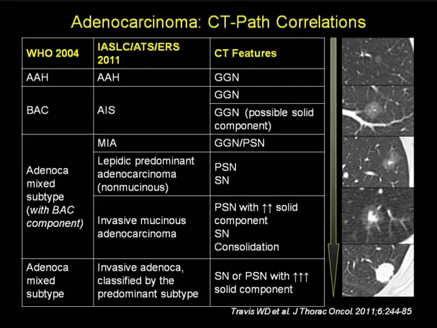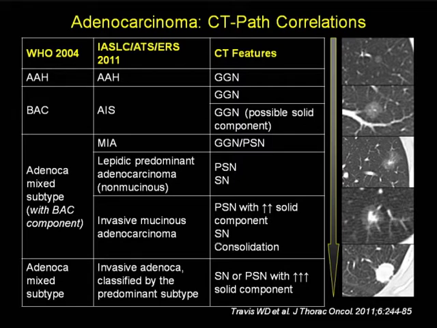The adenocarcinoma mixed subtype with BAC component has been subdivided into three categories. First one is minimally invasive adenocarcinoma. This is a new group that was created because there are studies showing that when you have a tumor that is predominantly lipidic but has a small area of stromal invasion measuring up to 5 millimeters, the prognosis of these lesions is still excellent, very close to the adenocarcinoma in situ, with near 100% 5-year survival rate. So because of that, they created a new group, the minimally invasive adenocarcinoma. And on CT, this may present as pure ground glass nodule or may have a small solid component.